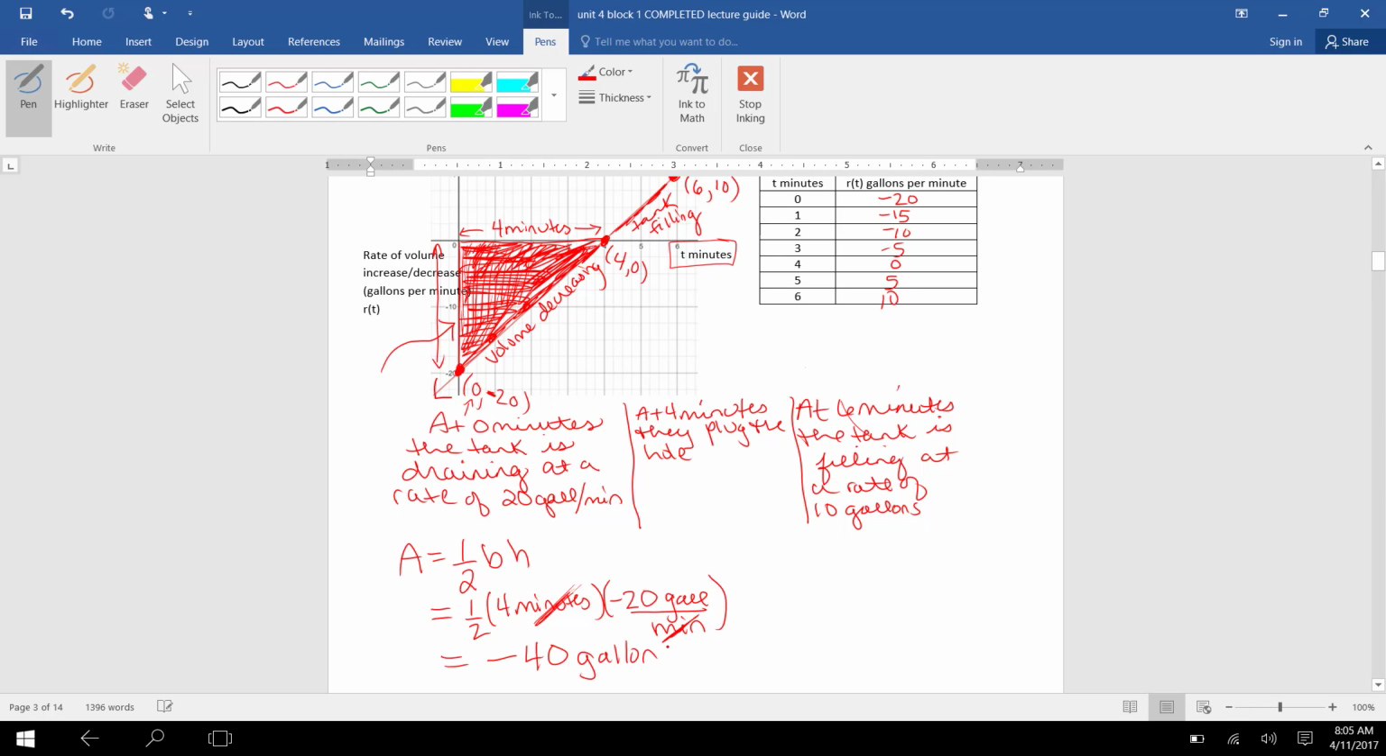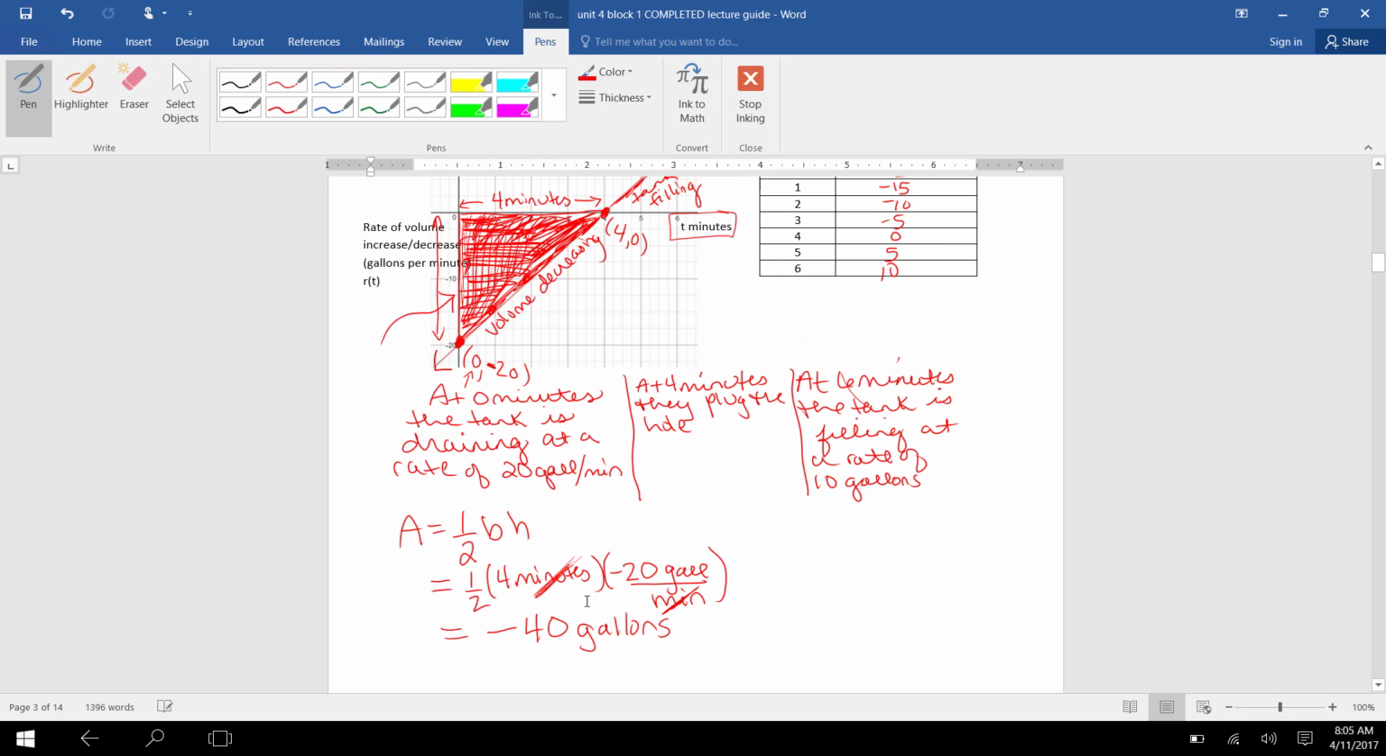Now, that is not saying that there are -40 gallons in a tank. Remember, this is giving us accumulated change in the tank during that time period. We're saying from minute 0 to minute 4, the tank lost a total of 40 gallons.